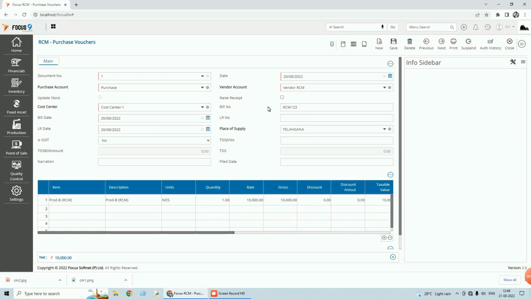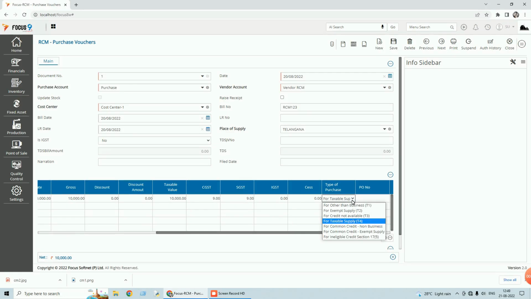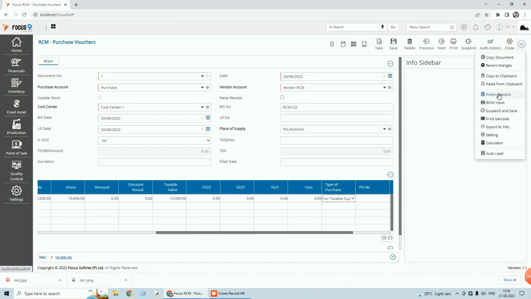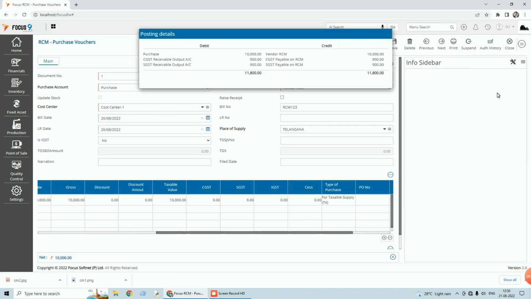For him, if it is a local supplier, CGST and SGST is applicable. Here the type of purchase you have to give as taxable supply. For every voucher, this type of taxable is a must. If it is an exempted supply, you have to give exempted supply. Like this you have to select it, then you have to save. Once the saving is done, you see the posting details. Now you see we have a receivable account and a payable account. Same as what we saw in import, where we had only IGST, but here we have CGST and SGST.